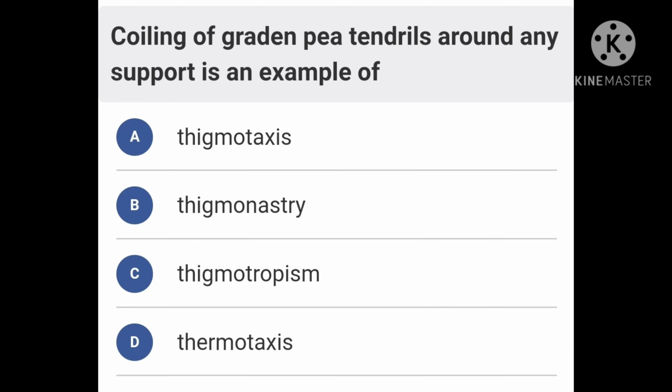Okay, next question. Coiling of garden pea tendrils around any support is an example of option A thigmotaxis, option B thigmonasty, option C thigmotropism, option D thermotaxis. Thigmotropism is the directional response of a plant to a stimulus. Basically, it means that the plant alters its direction of growth as a result of external support. Coiling of garden pea tendrils around any external support is an example of thigmotropism. So the correct answer is option C.